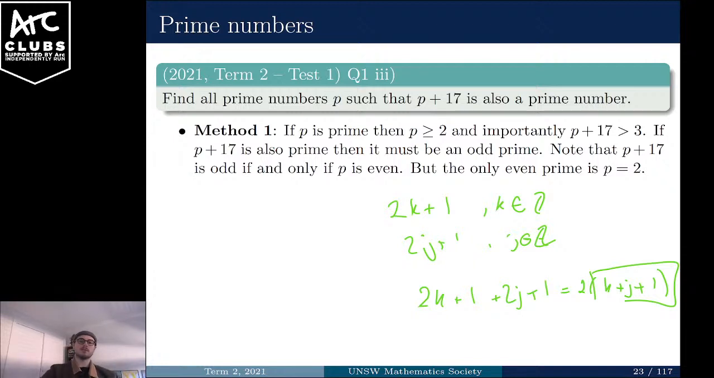Okay, so let's put these facts together. p is a prime, p is greater than or equal to 2. If we want p plus 17 to also be prime, it's got to be an odd prime. But if it's got to be odd, p has to be even. Well then, p's got to be 2. So p equal to 2 is the only even prime possible. That's what this says here: the only even prime is p equals 2. So therefore, finding all primes p such that p plus 17 is also a prime number, the answer to this question is the set containing the number 2.